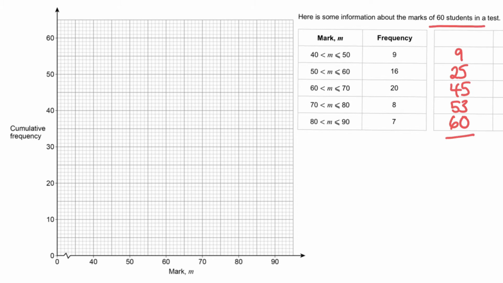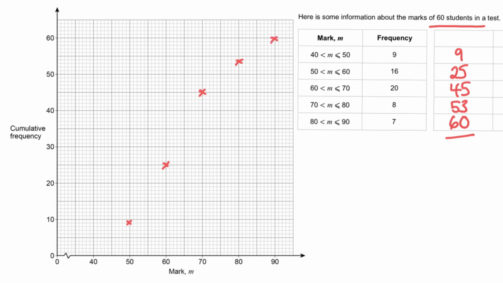So we're going to map 9, because that's the first value in the cumulative frequency, against 50. For 60, the top end of the next range, we're going to map out 25. 70 is going to be with 45, and then 53 will be plotted against 80, and 90 will be plotted against 60.